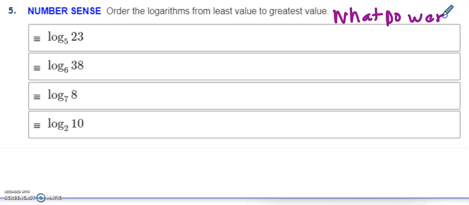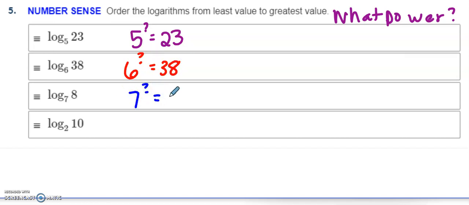So if I look at these, sorry, my handwriting's not great on this screen right now. This is really saying 5 to what power is equal to 23. This is going to be saying 6 to what power is equal to 38. 7 to what power is equal to 8. And finally 2 to what power is equal to 10.